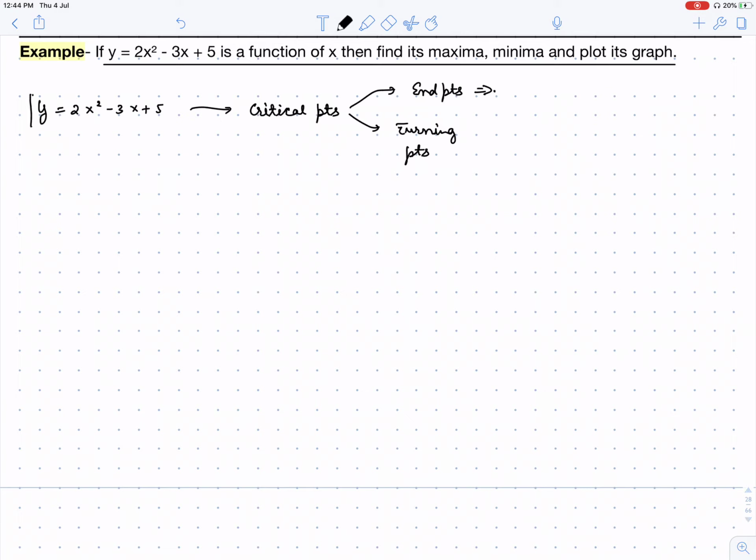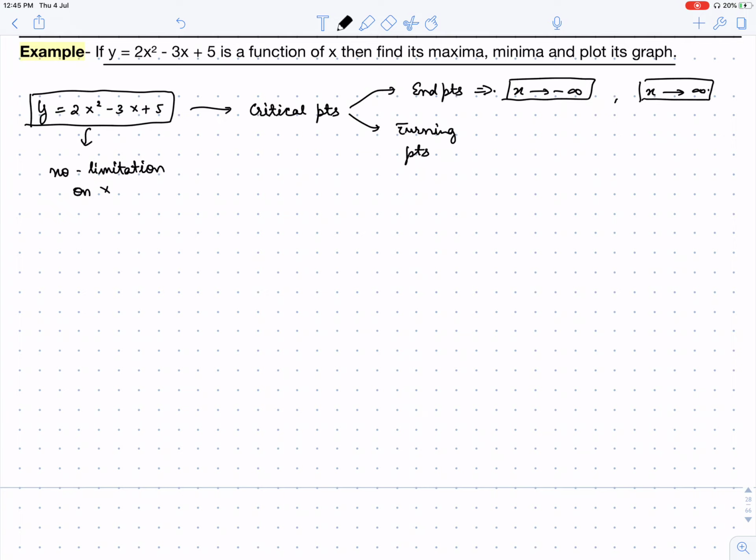y is given as this function, and there is no limitation on x. If there is no limitation at all on x, then the graph may start from minus infinity and the graph may tend at infinity. x can be anything. So the lowest possible value of x can be minus infinity and the highest possible value of x can be infinity. So the graph is going to start from minus infinity and end at plus infinity. These are going to be the endpoints.